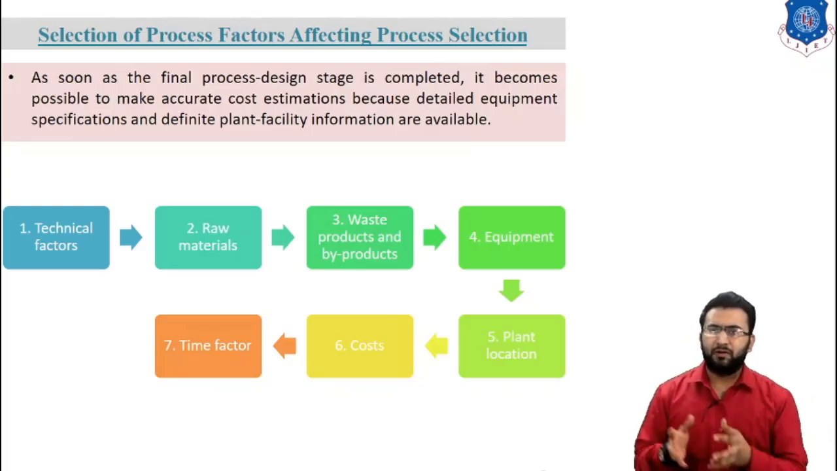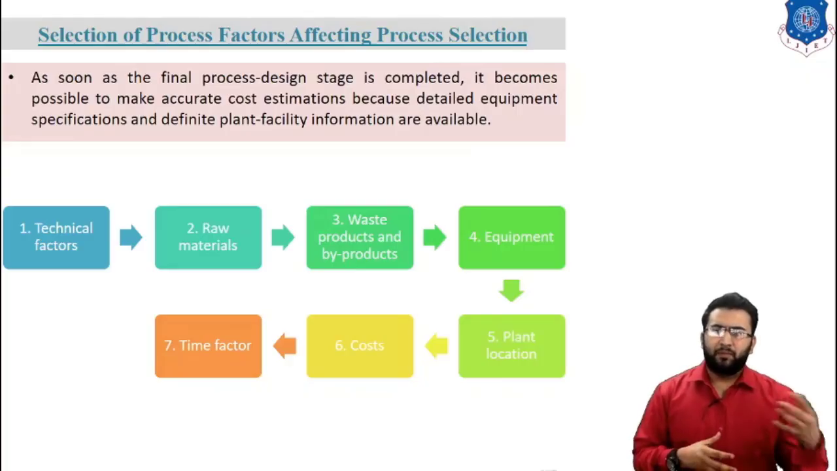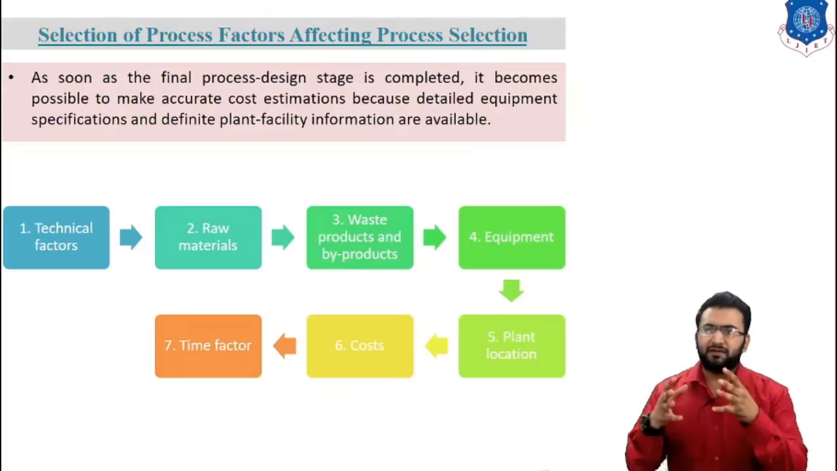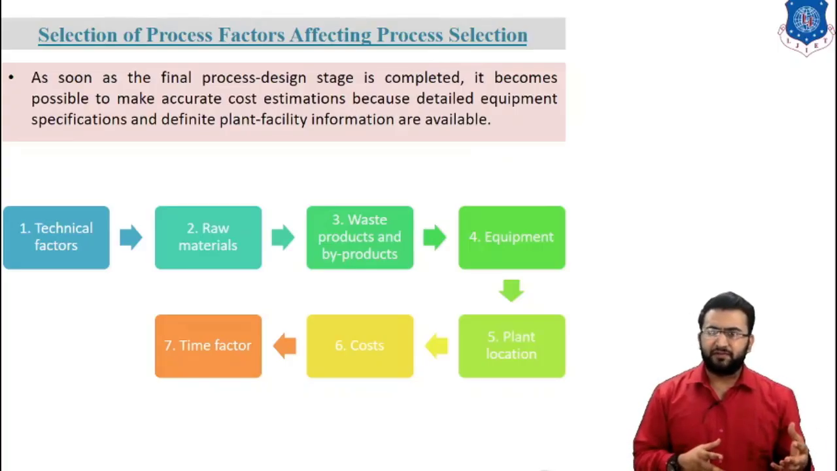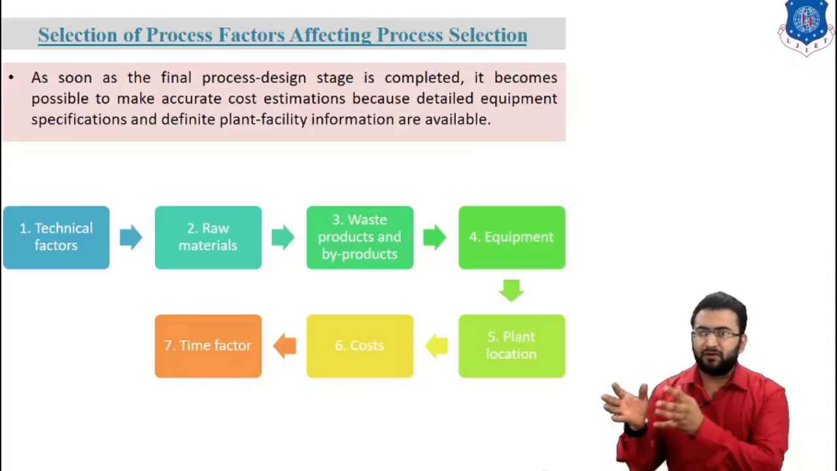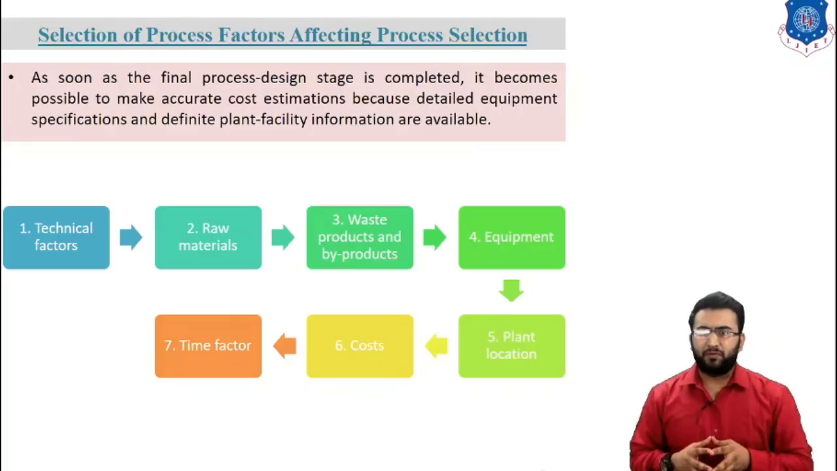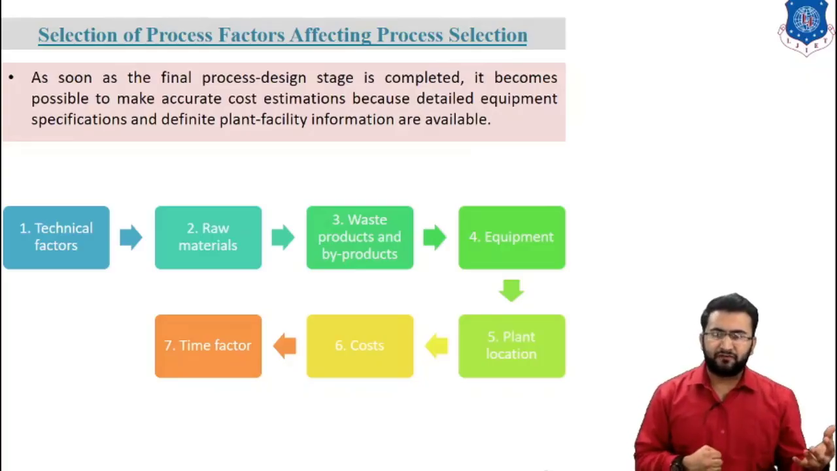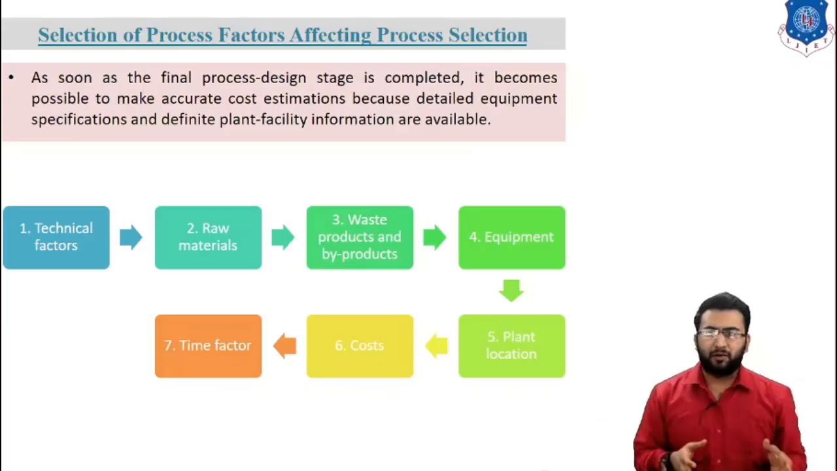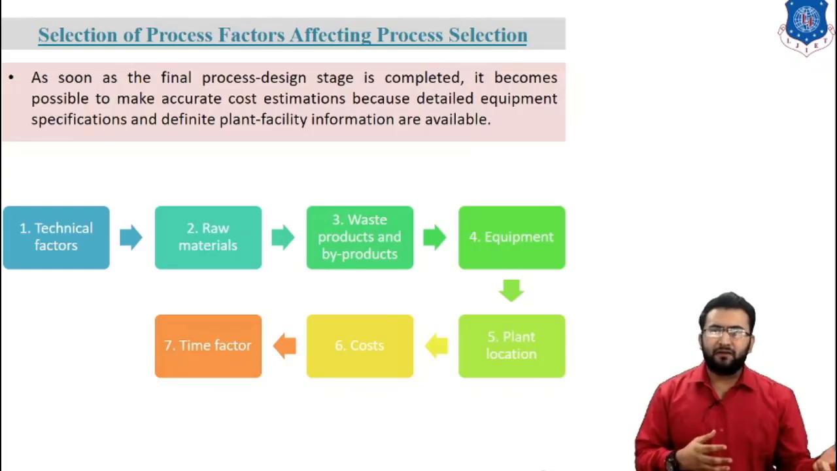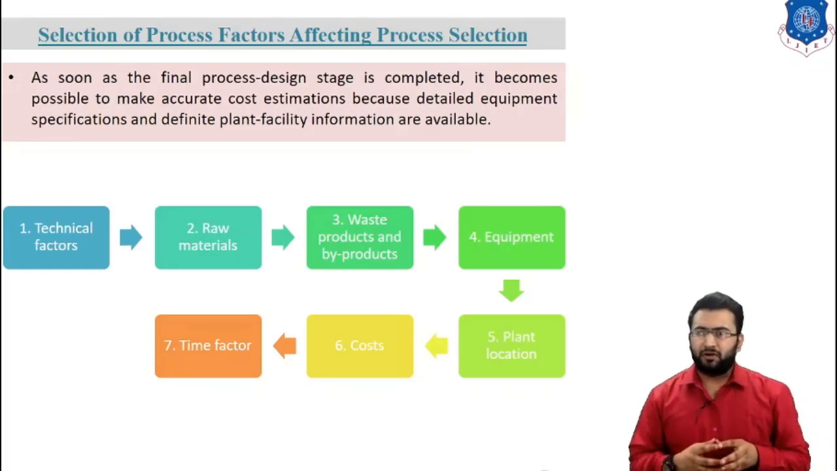Now let's talk about the various factors which affect raw material. Present and future availability of raw material is also important for the selection of any process. Processing requirement for raw material is also an important factor for selection of process. Then storage requirement, material and handling problem. These all are important factors which affect raw material, which directly affect manufacturing cost.